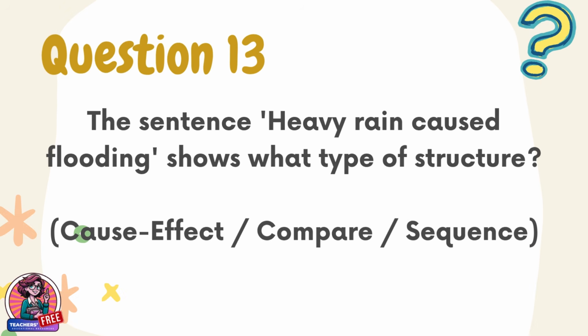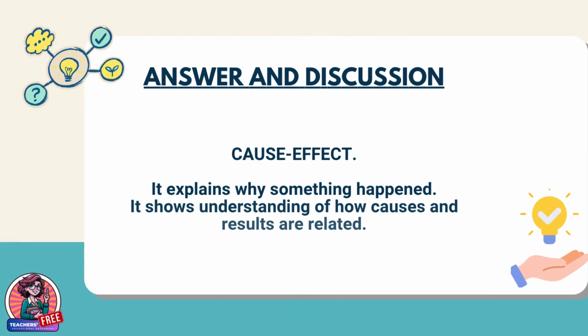Question 13. The sentence "heavy rain caused flooding" shows what type of structure? Cause effect, compare, sequence. Answer: cause effect. It explains why something happened. It shows understanding of how causes and results are related.